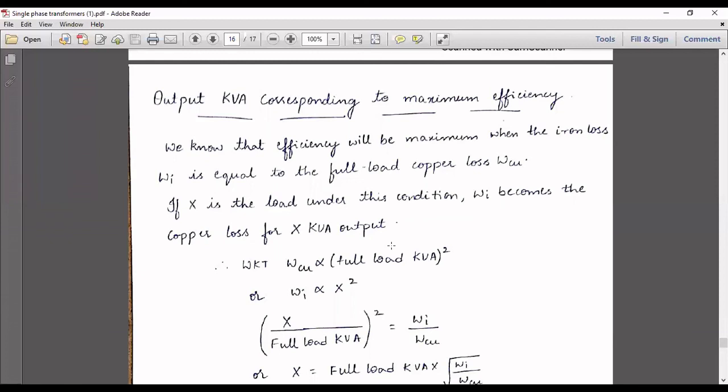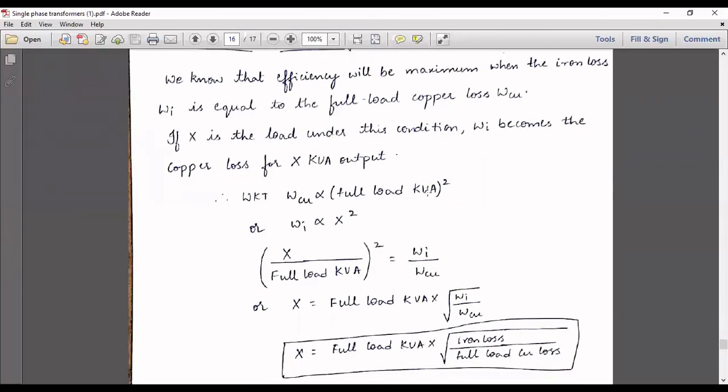So that is the rating of a given transformer. When we have a maximum efficiency, what will be the output kVA corresponding to that maximum efficiency is what we are going to study. We know that the efficiency will be maximum when iron loss is equal to full load copper loss, that is Wi is equal to Wcu. Under this condition, we get the maximum efficiency.